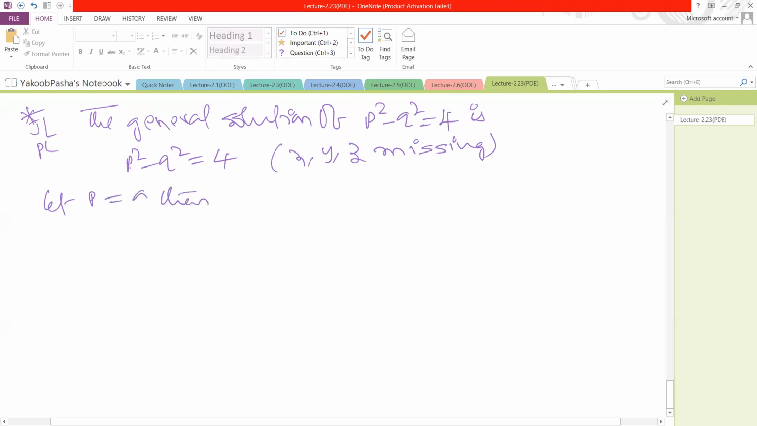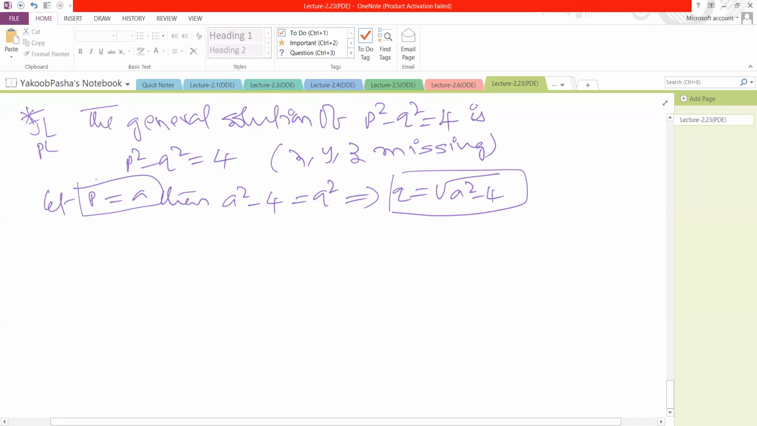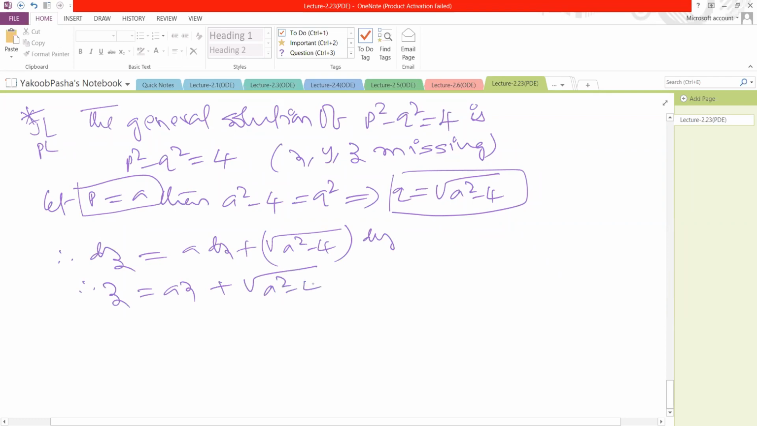Then substitute here in this, we get A square minus 4 is equal to Q square. So Q is equal to under root of A square minus 4. This is Q value. A is the P value. Therefore, the general solution is dz is equal to A into dx plus under root of A square minus 4 into dy. Now, by integration, we get z equal to ax plus under root of A square minus 4 into y plus arbitrary constant c.